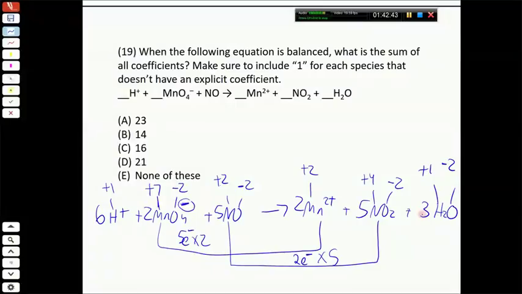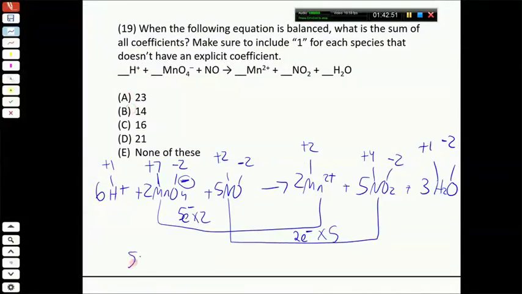So we just had to make sure that the number of elements on each side remain balanced. And so those are the coefficients. We need the sum for this problem. 6 plus 2 plus 5 plus 2 plus 5 plus 3, which I think is 23. Okay, so the correct answer would be A, 23.